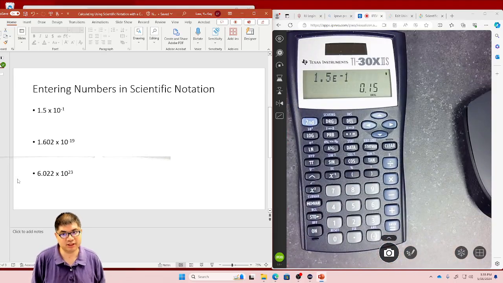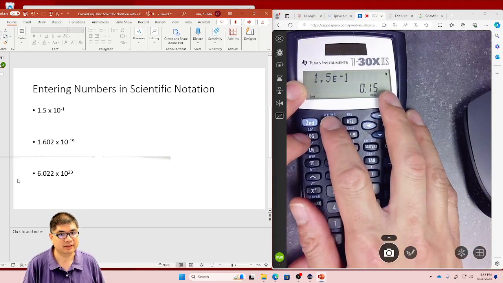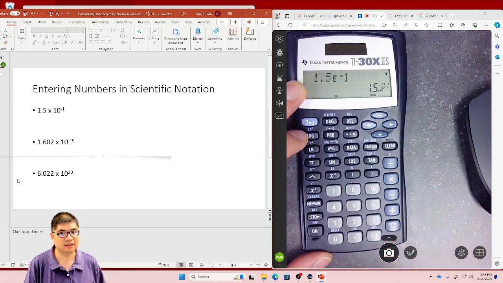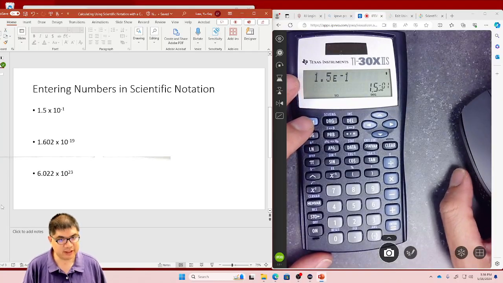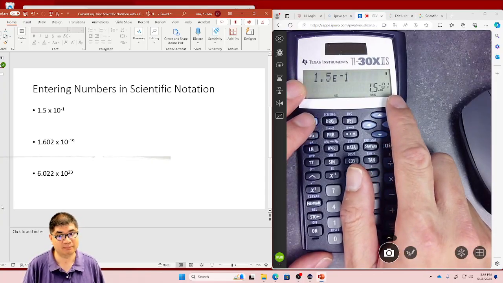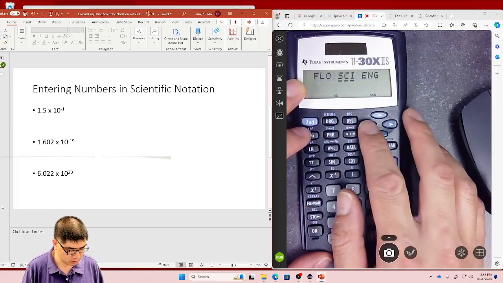If I want to force this to show in scientific notation, I can press second, SciEng, and then select Sci. Okay. Now you see over here that it says 1.5 times 10 to the minus 1. Okay? I'm going to put it back on the original mode.